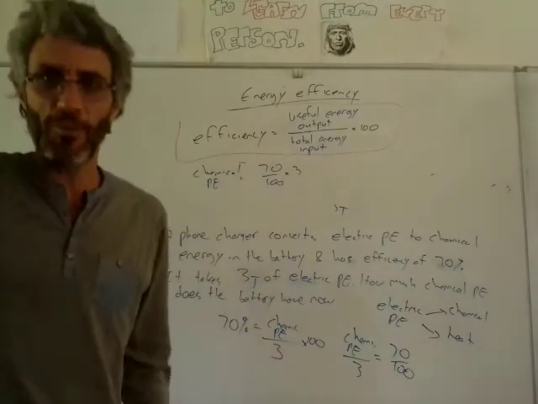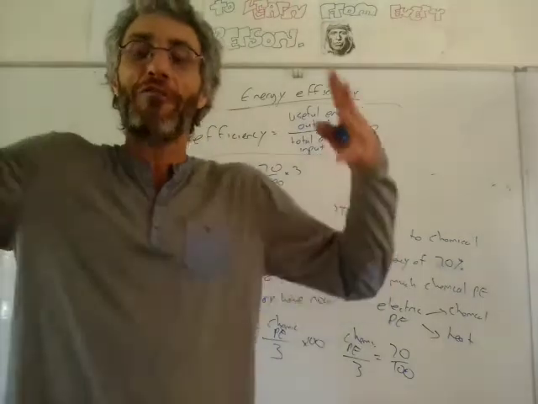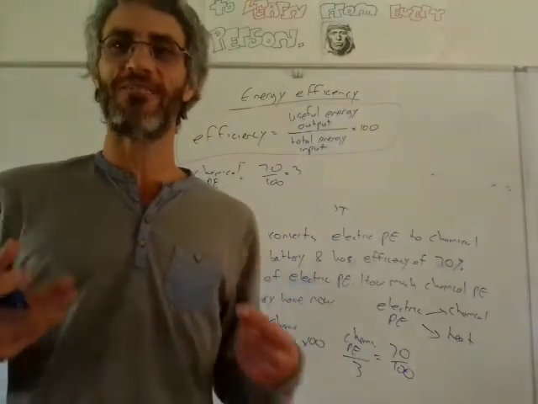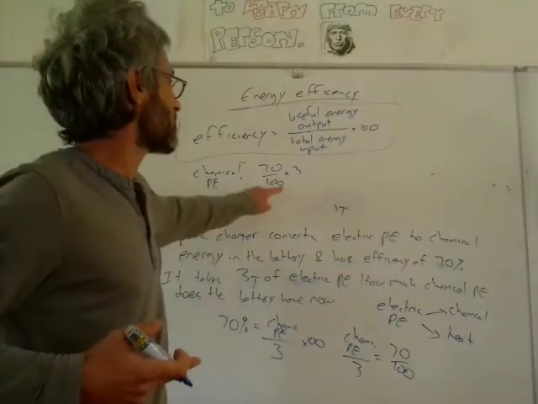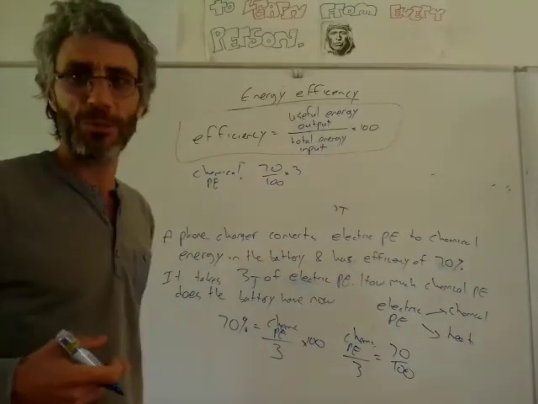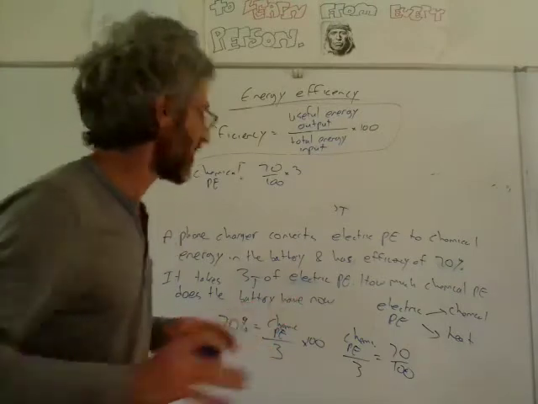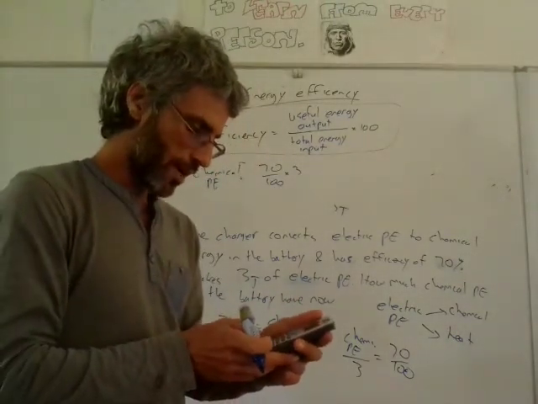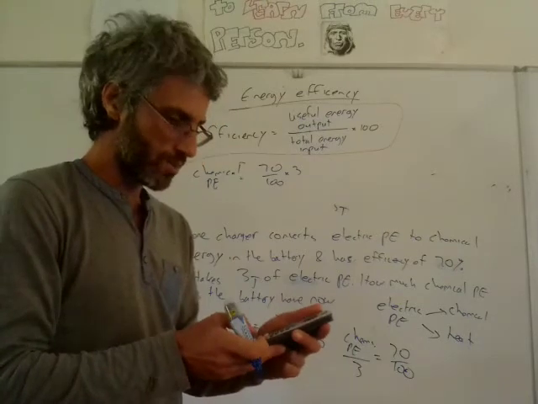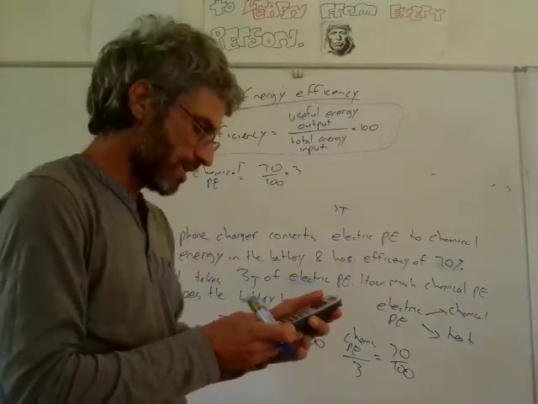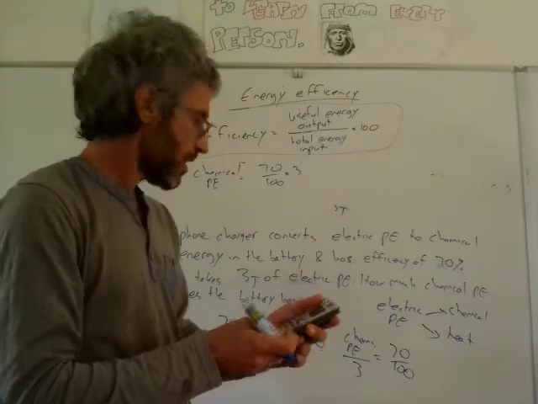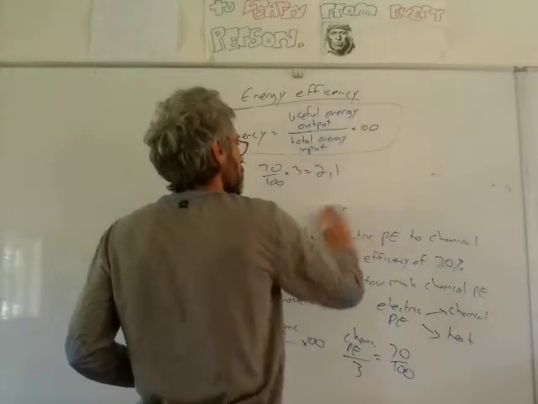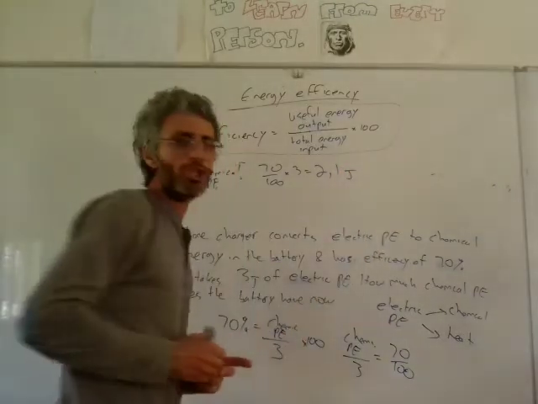You could have said that from the beginning. You could have said, all right, if I have 3 joules of electric potential energy and the energy efficiency is 70%, then only 70% out of 3 will be chemical potential energy. You could have done it straight away. Okay? And for that, obviously, we need a calculator. So I'm going to write 70 divided by 100, or 0.7, you can do it straight away, times 3. And I get 2.1, and we have to give the answer in joules.